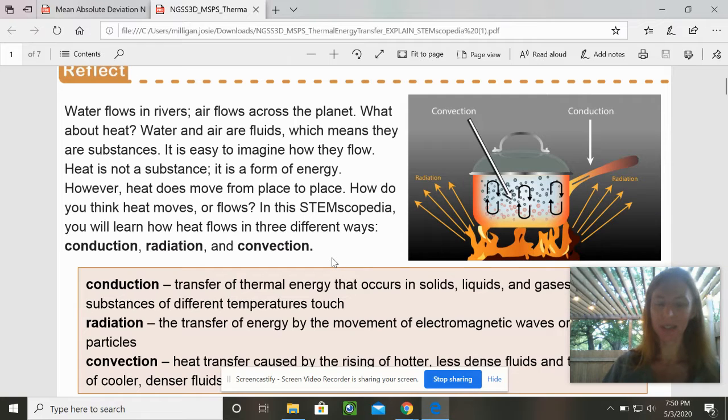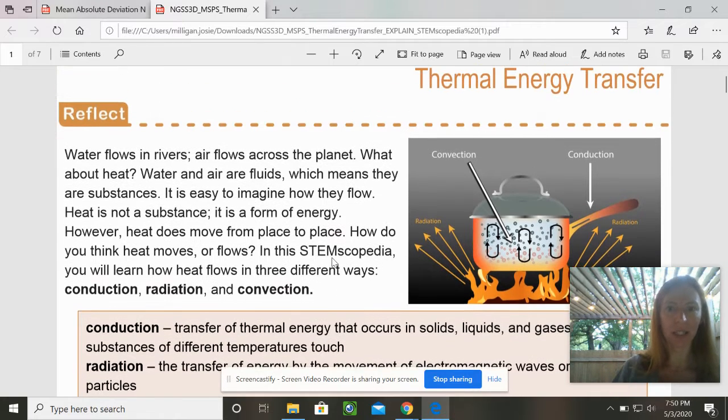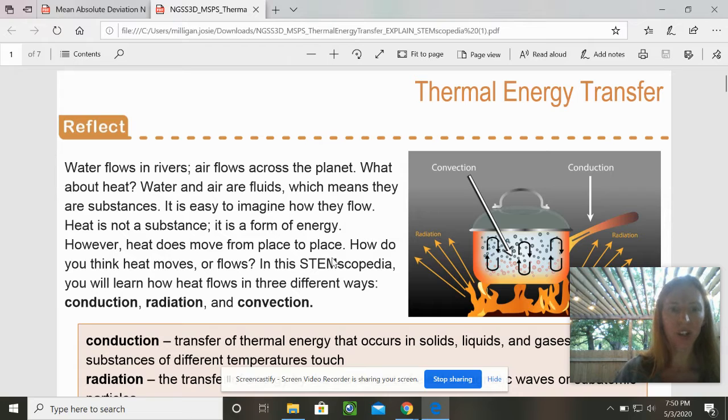Hi, boys and girls. This is Mrs. Milligan. I am here to explain to you the thermal energy transfer unit. And this would be awesome. If you try any of the experiments, make sure that you ask your family. I won't show any of them to you right now, although I wish that I could.